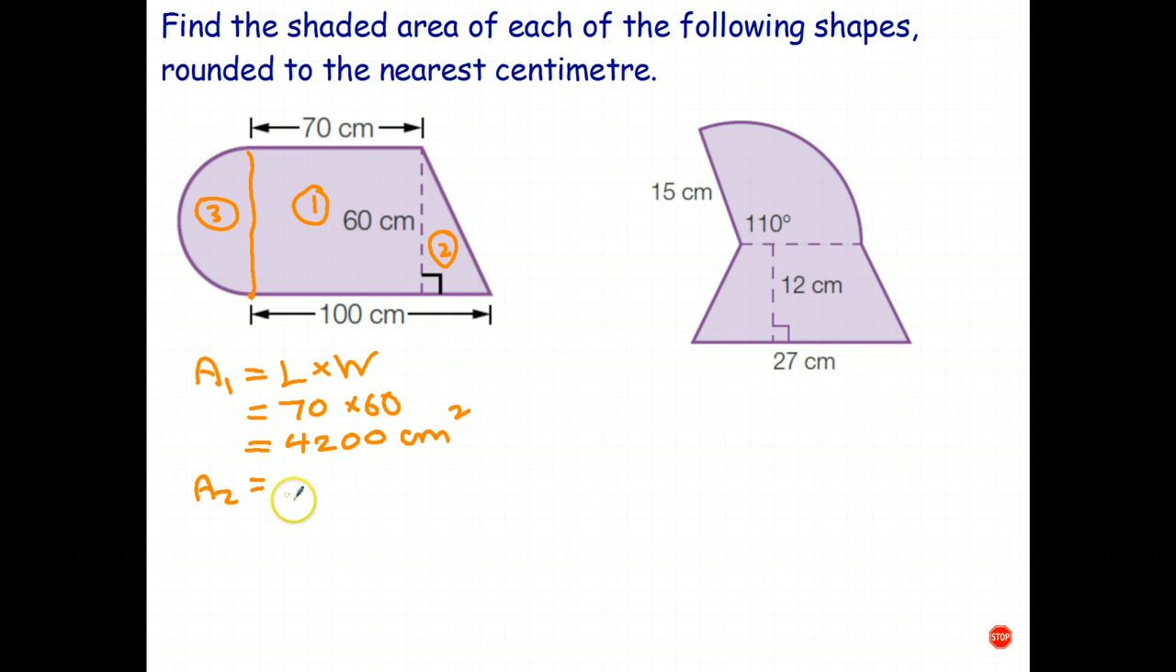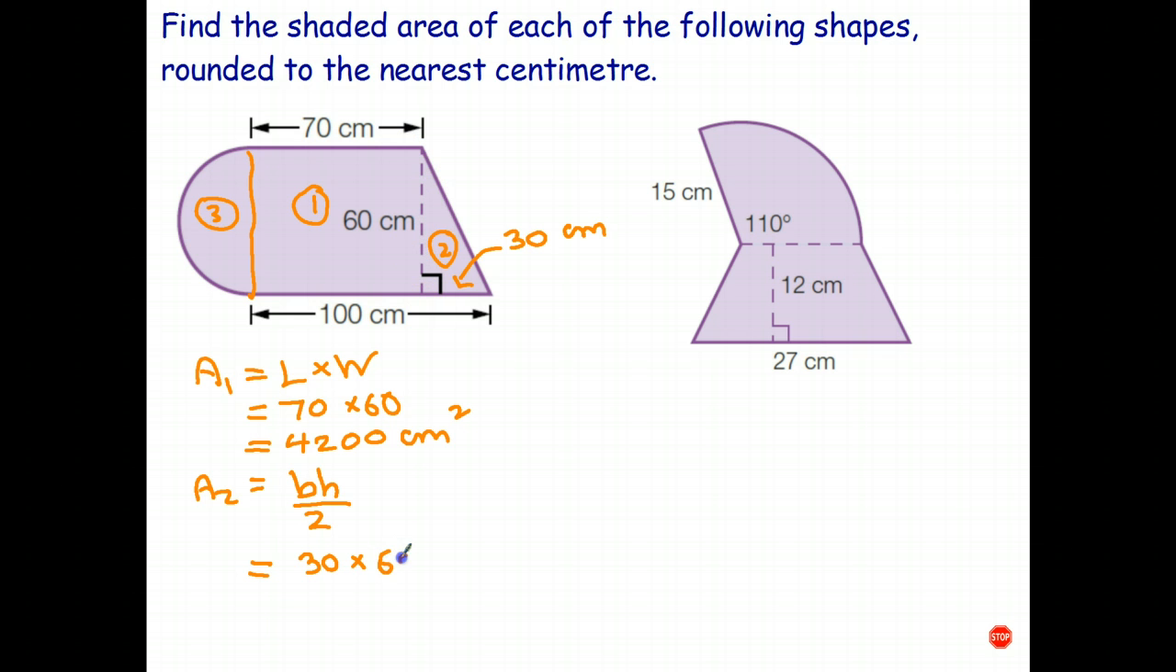This is going to be a triangle, which is base times height divided by 2. The base of the triangle, well, here's what we have to subtract. The whole length there is 100. That's 70. So we've got to work out that that distance there is 100 minus 70, which is 30. So the base of the triangle is 30. The height of the triangle is, let's have a look at that, there it is right there, 60.